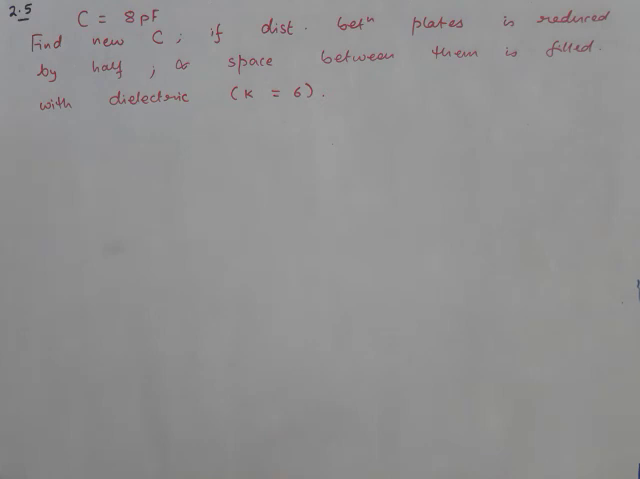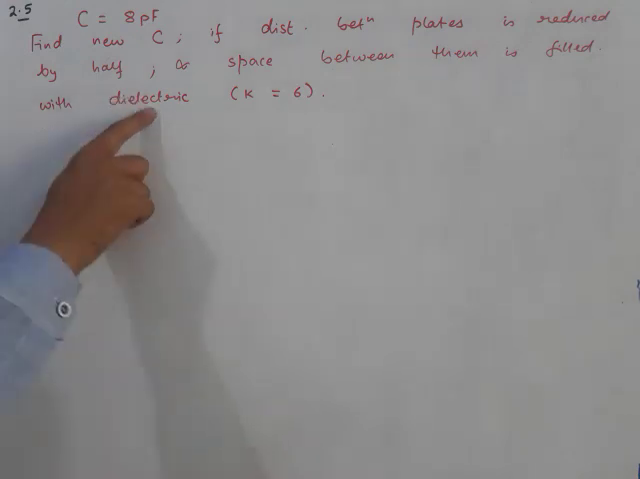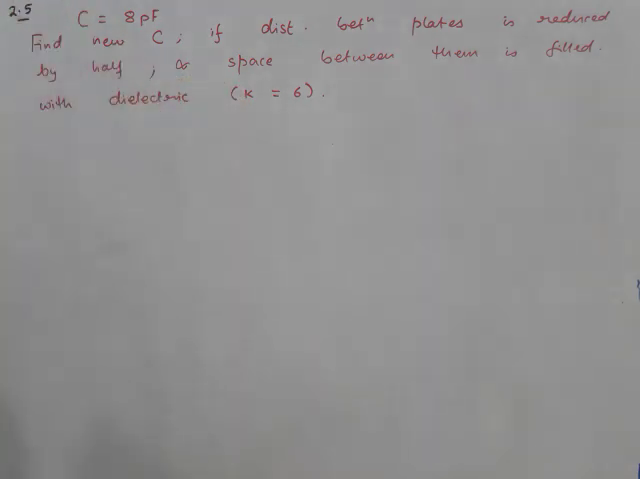See the next question, 2.5. A parallel plate capacitor with air between the plates has a capacitance of 8 picofarad. Pico means 10 to the power minus 12. What will be the capacitance if the distance between the plates is reduced by half and the space between them is filled with a dielectric substance of dielectric constant 6?